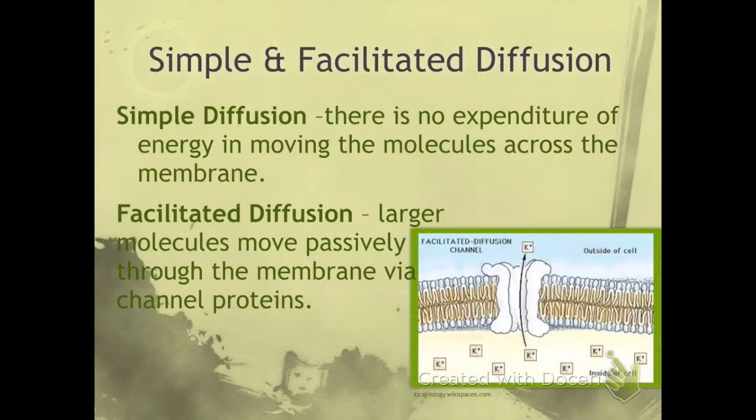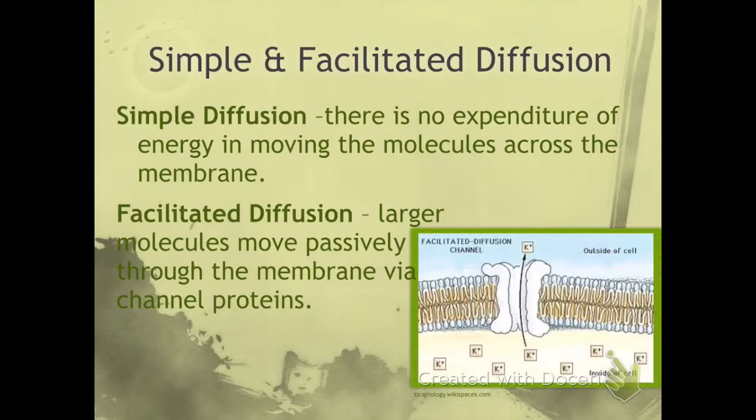There's no energy, and the molecules are simply moving across the plasma lipid bilayer, and they're moving from an area of higher concentration to an area of lower concentration, and they are just moving straight through those phospholipids. So no proteins, no nothing, no energy, just moving through. On the other hand, we have facilitated diffusion.